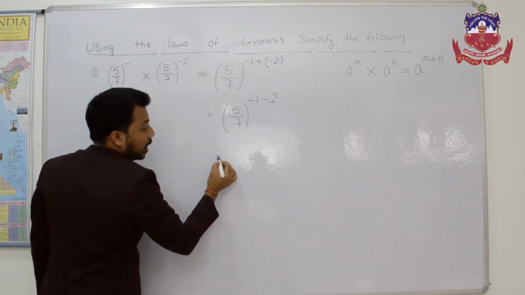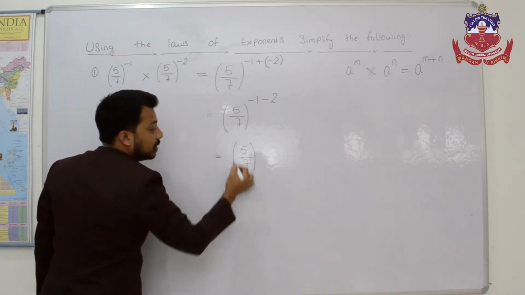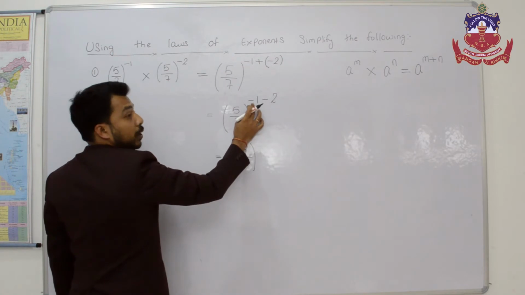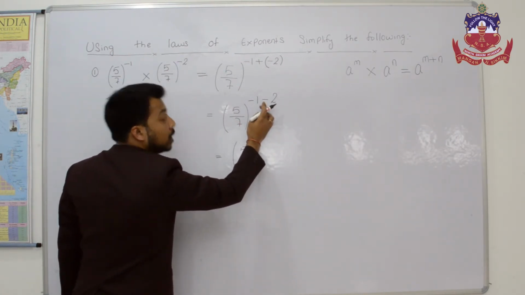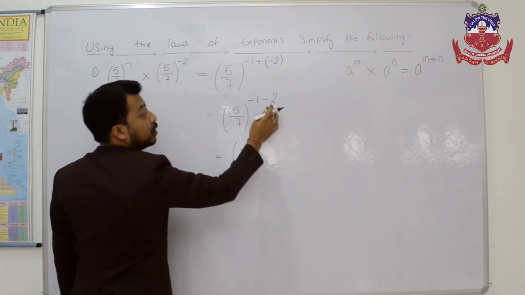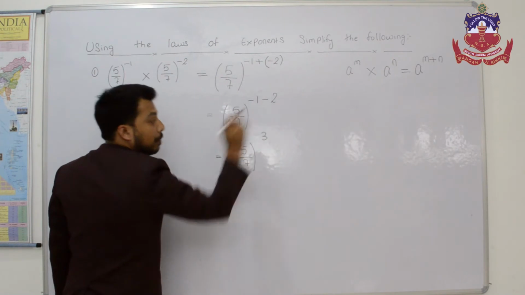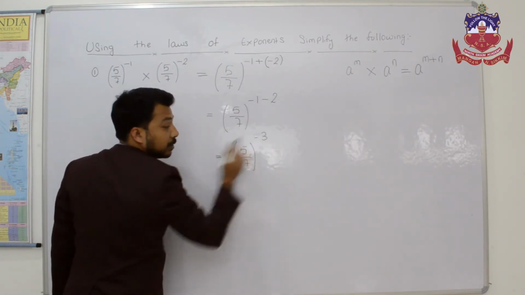In the next step what we have is 5 by 7. Let's simplify the power. So you have minus, out here also you have minus. So minus minus will become plus. So 2 plus 1 will give you 3. But you are going to write the sign of the bigger number. So 2 is a bigger number which has a minus sign, so you write minus.